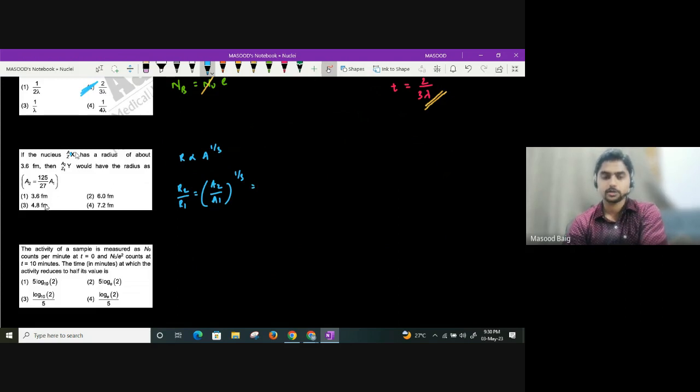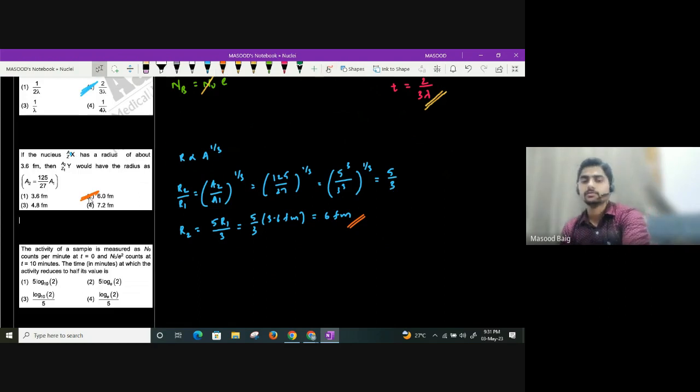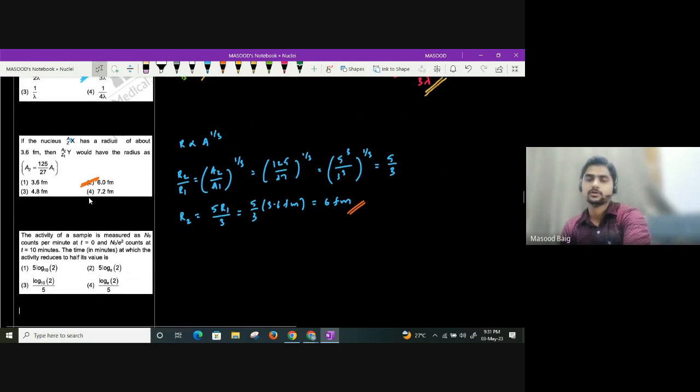So if you look at this, A2 by A1 is how much, beta? 125 divided by 27 whole power 1 by 3. 125 is 5 cube. 27 is 3 cube, whole power 1 by 3. I will get it as 5 by 3, beta. So what will R2 value be? It will be 5R1 divided by 3, which is 5 by 3 times of, what is R1 value given? It is 3.6 for me. 1.2 into 5, you will get it as 6 for me, guys. Radius of a nucleus is proportional to mass number raised to the power 1 by 3, guys.